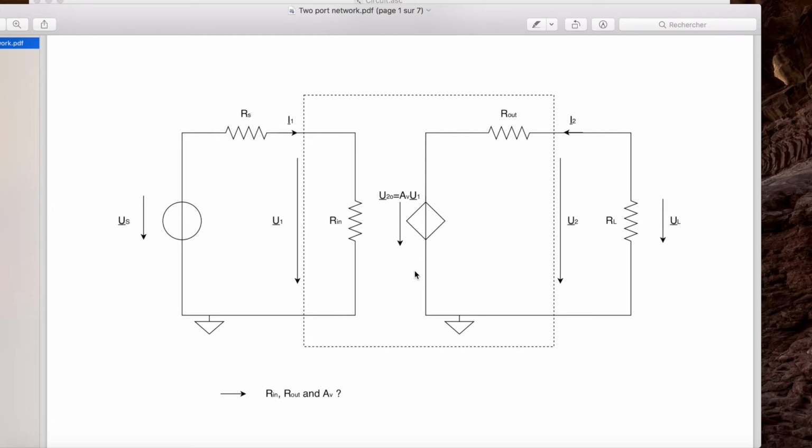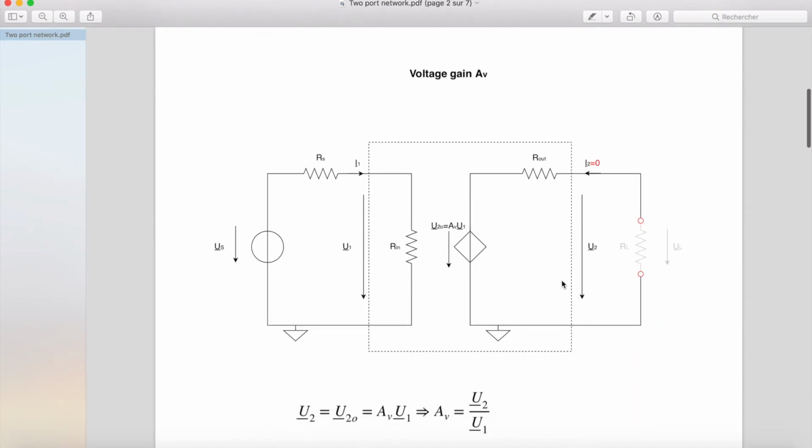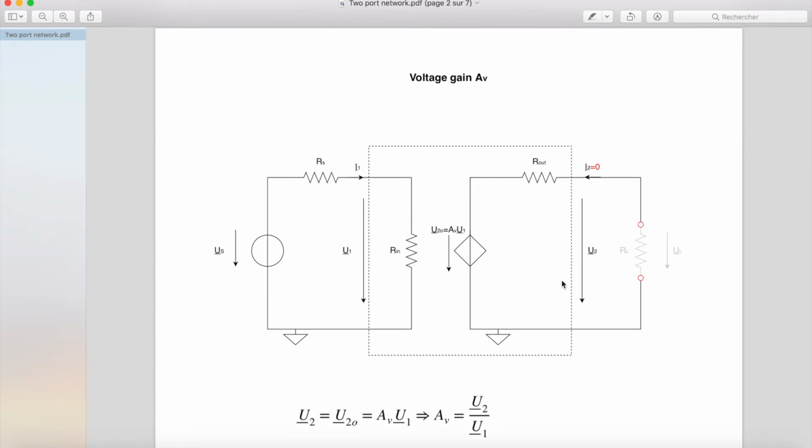U2O is a voltage-dependent voltage source controlled by the voltage U1. So now we have to find R in, R out, and AV, the voltage gain between U2O and U1. To establish the voltage gain AV, we remove RL. So on the right side, we have an open circuit and U2 is equal to U2O. Then we can write this, and AV is equal to U2O out of U1.